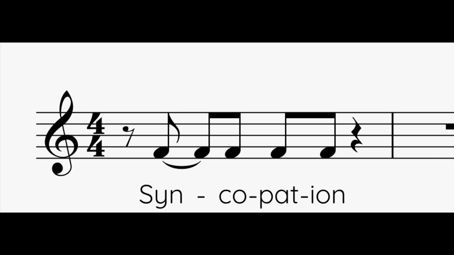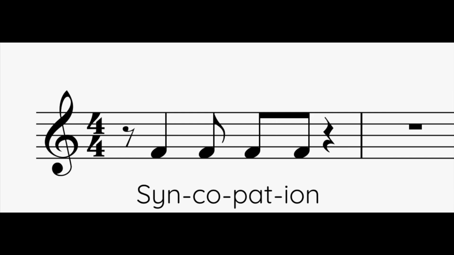But this could also be written like this. So this example would sound exactly the same. We've got a half beat rest at the beginning of the bar that would place the first note on the half beat. But now it's written as a full crotchet. This full crotchet crosses the second beat, so it's a little less clear where the second beat lies.